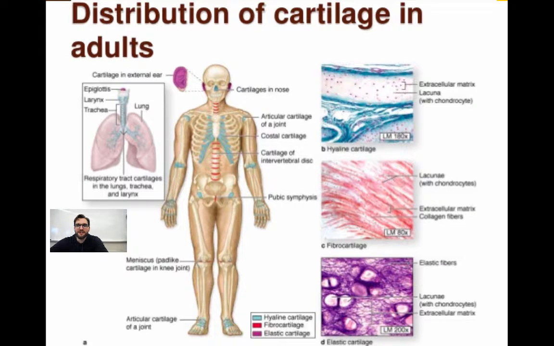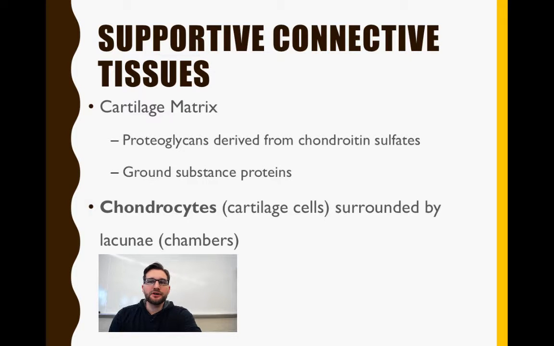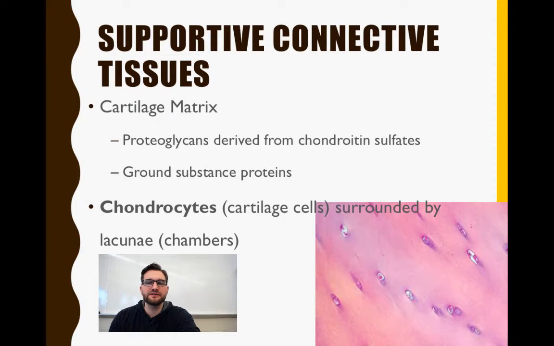Here we can see the three types of cartilage and where they would be located throughout the body. Continuing with our supportive connective tissues, we're talking about cartilage and the cartilage matrix, so all of what cartilage is really made up of. It's made up of peptidoglycans, and they are derived from chondroitin sulfates. And also there's a whole lot of ground substance proteins in there. So we can see in this picture a lot of that extracellular material. Those are the ground substance proteins in between the actual cells.